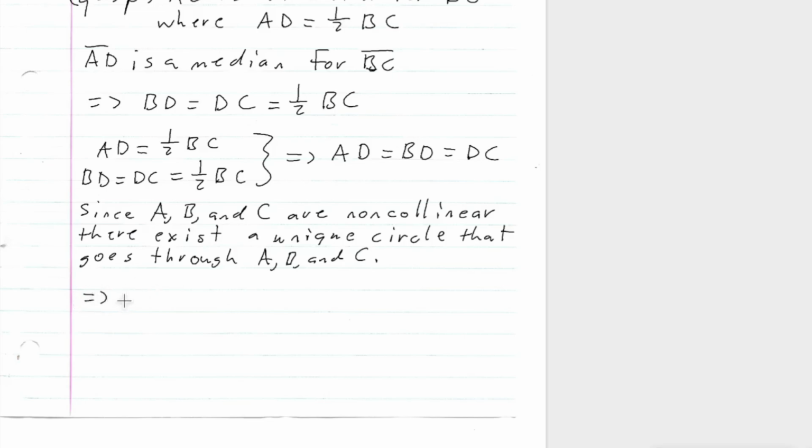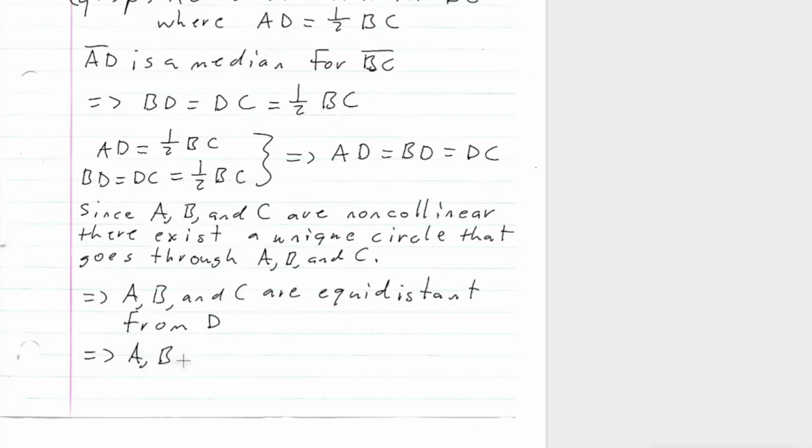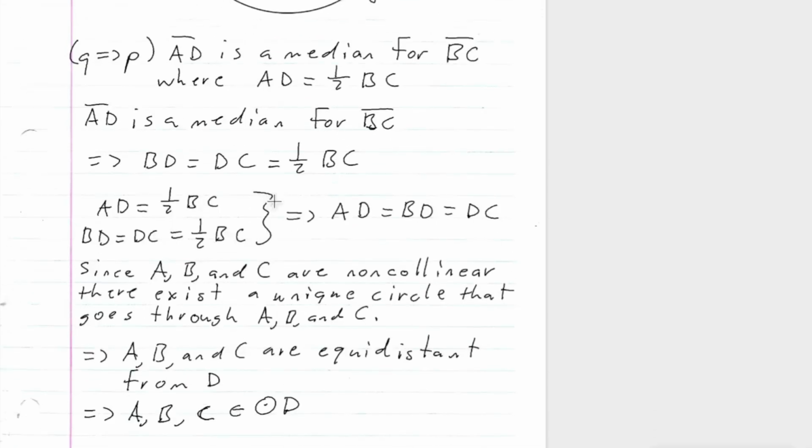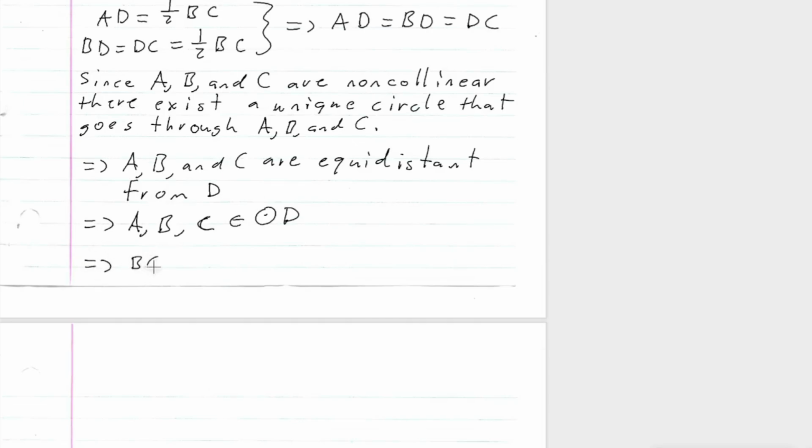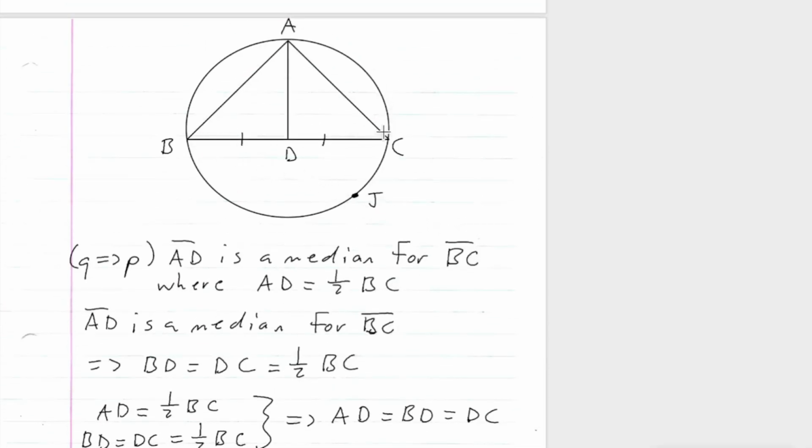So this implies that A, B, and C are equidistant from D. So if they're equidistant from D, this implies that A, B, and C are on circle D. They lie on that circle D. So if they lie on that circle D, and BC is a chord that goes through the center, this means that BC is a diameter of circle D.